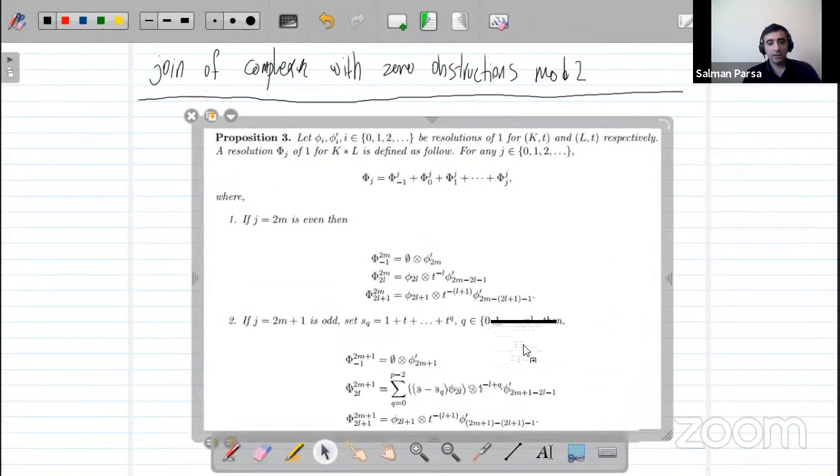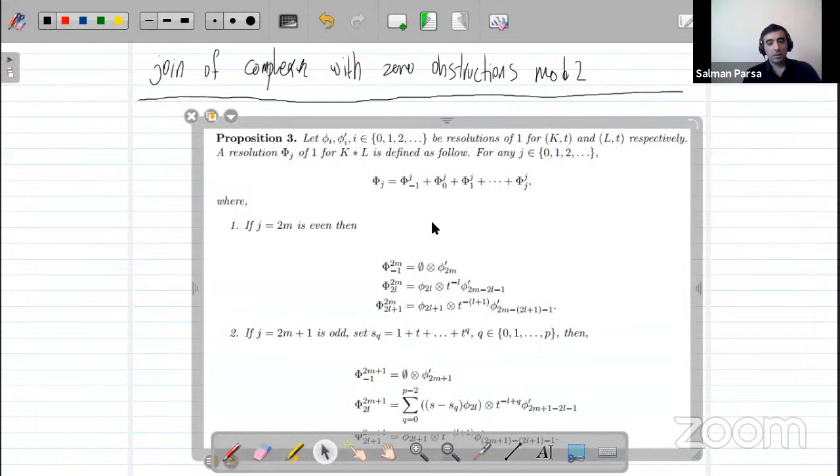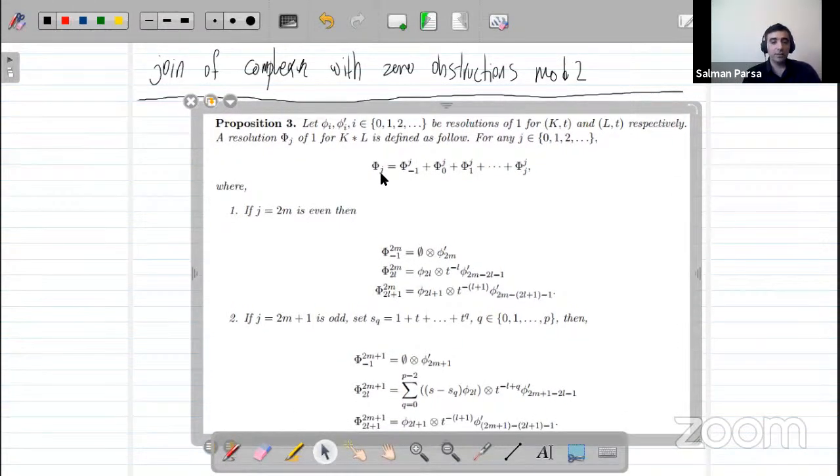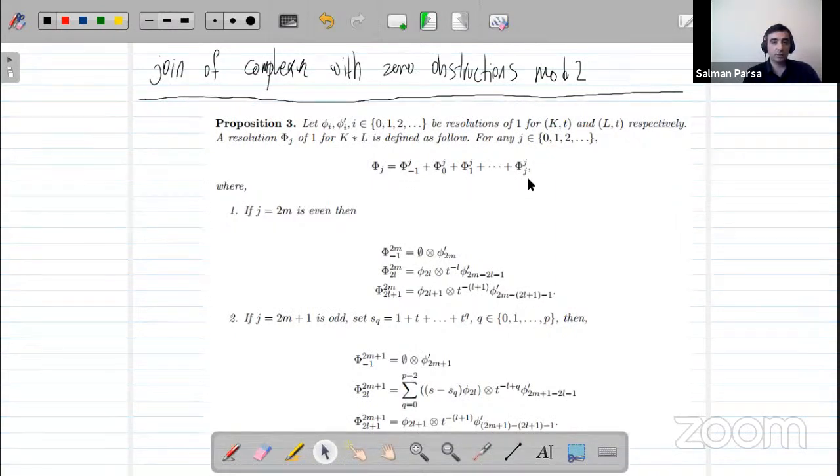So it's a tedious computation, but the resolution term of dimension J is a summation of other terms, essentially J plus 1 other terms, J plus 2, where depending on if this J is even or odd, it has two forms, which we see here. Now, this is for the general case where we have the action of Z_P.